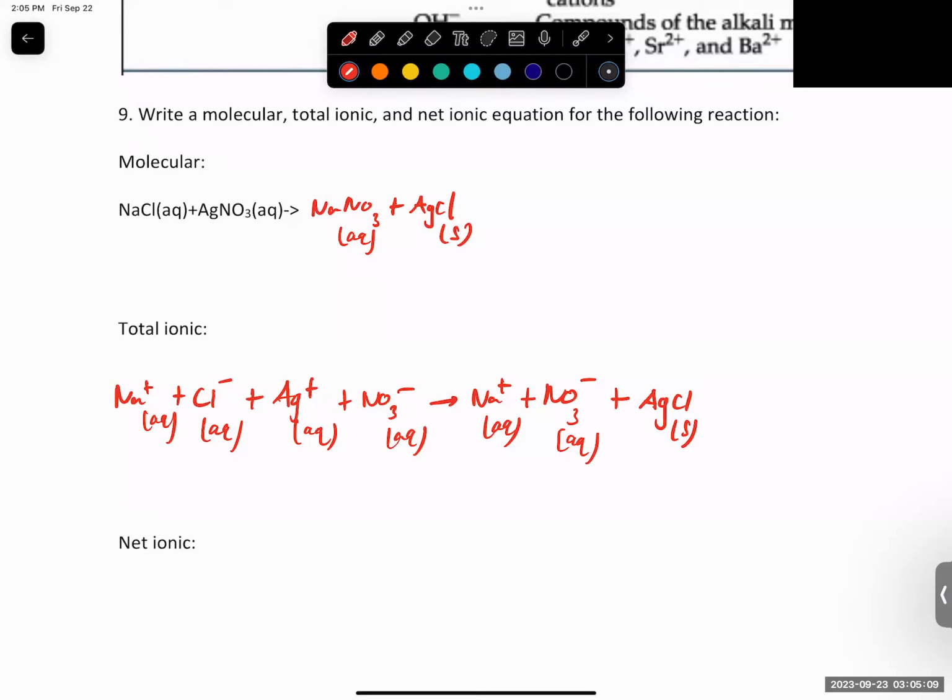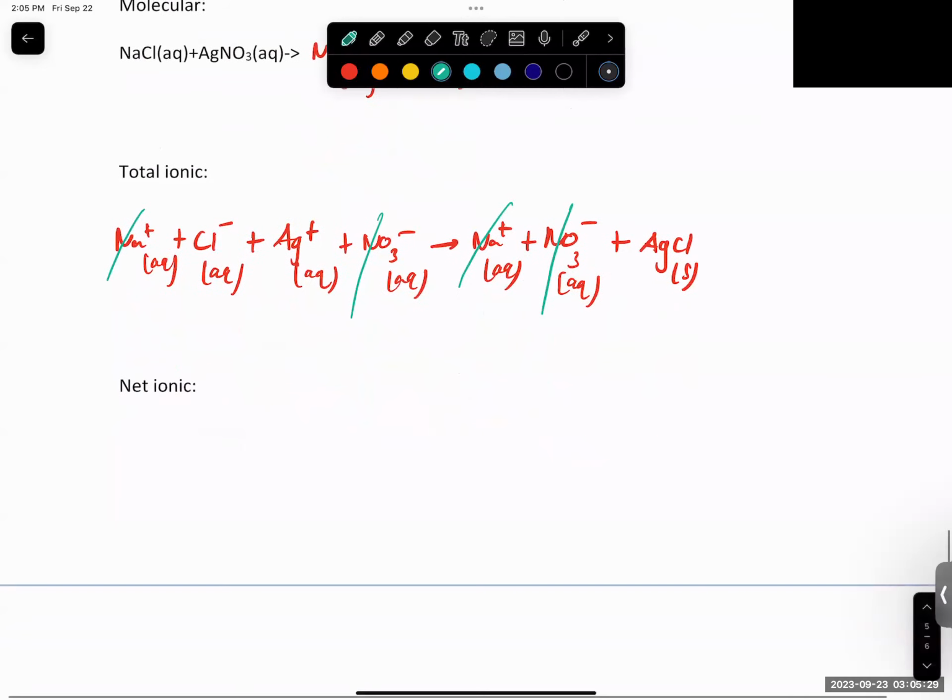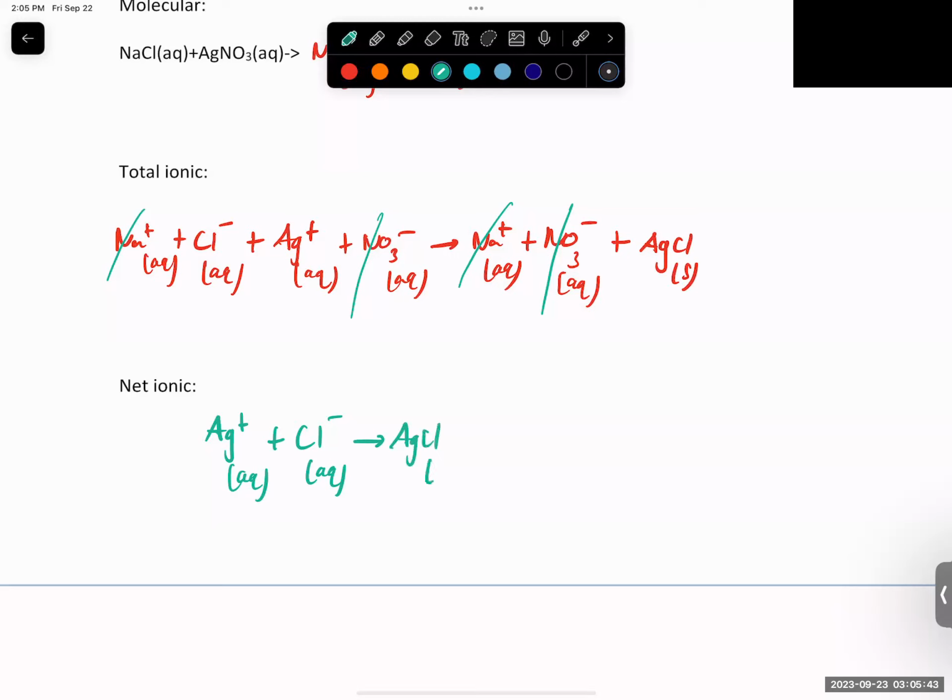All right. So how do I get from my total ionic to my net ionic? Eliminate the spectator. Cancel out the spectator ions. So goodbye, good riddance. All right. So we have all of these spectator ions canceled out. What's my net ionic equation gonna look like? AgCl, solid.